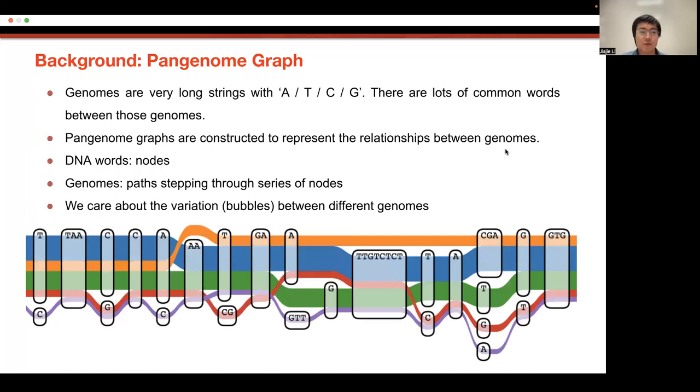Okay, so first I will introduce a little bit of background on Pangenome graphs. Genomes are very long strings of A, T, C, and Gs, and there are lots of common words between those genomes. Pangenome graphs are constructed to represent the relationships between the genomes. Each DNA word represents a node in the graph, and genomes are paths stepping through a series of nodes. In the Pangenome graph, we are very careful about the variations, which are the bubbles between different genomes.